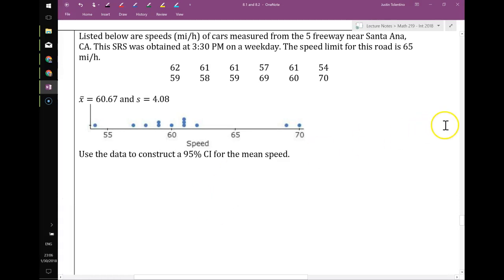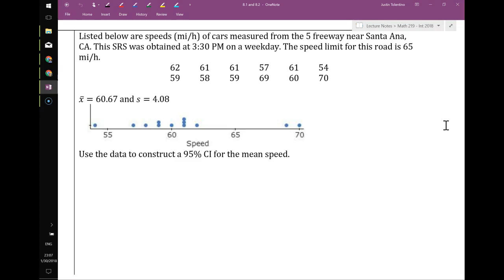So let's visit an example where we are going to calculate the confidence interval using our formula. It says listed below are speeds in miles per hour of cars measured from the 5 freeway near Santa Ana, California, and this SRS is obtained at 3:30 p.m. on a weekday, and the speed limit for this road was 65 miles per hour. They provided us with the data, summary statistics, as well as a graph, and they want us to construct a 95% confidence interval for the mean speed.